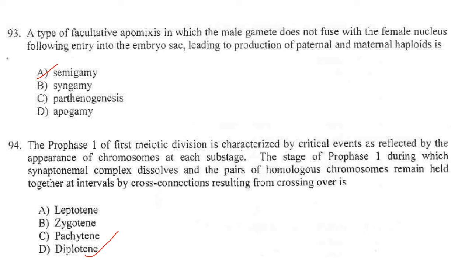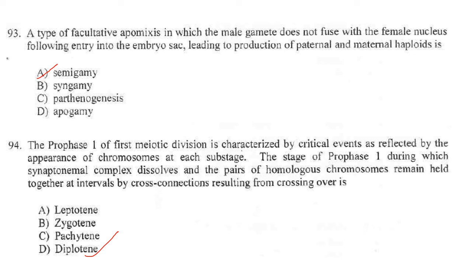So the meiotic prophase 1 is divided into 5 stages. That is leptotene, zygotene, pachytene, diplotene and diakinesis. So in this they have asked where the synaptonemal complex dissolves. That is, crossing over has taken place. So it is neither leptotene, zygotene or pachytene. So it must be diplotene. So answer is option D.